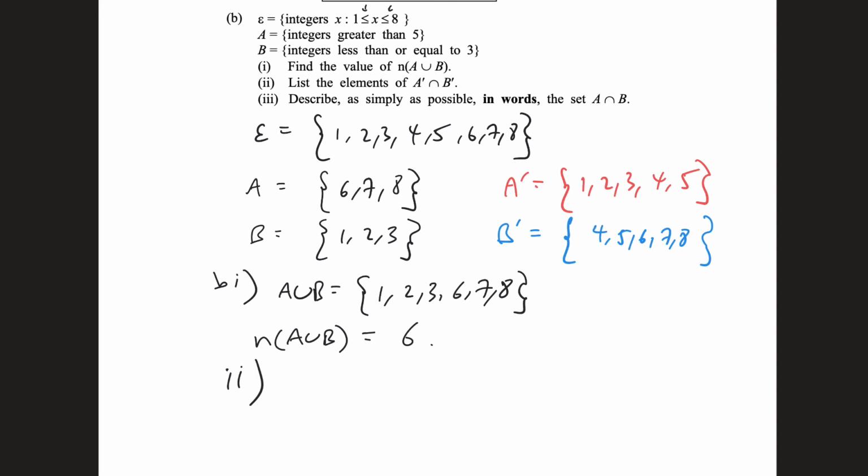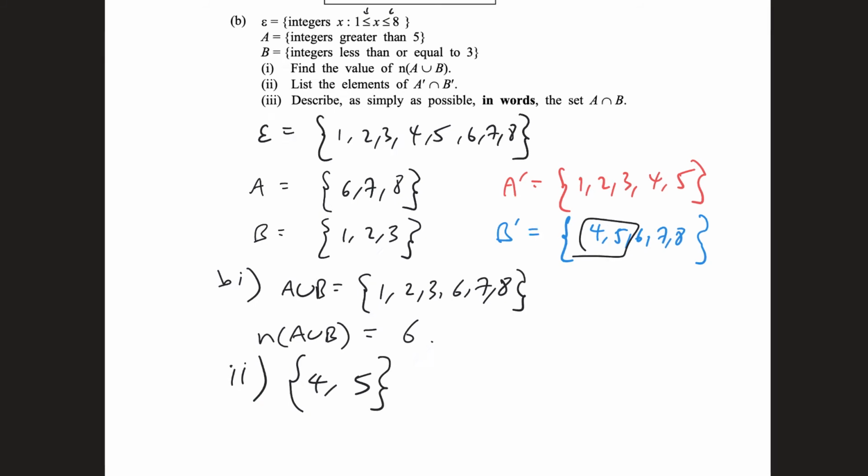And we look for the overlap. So 1 no overlap, 2 no overlap, 3 no overlap. 4 and 5 are the overlapping ones. 6, 7, 8 are no overlap. So 4 and 5 are the overlapping ones. So 4 and 5. And sometimes it's worthwhile to just put it in set notation.